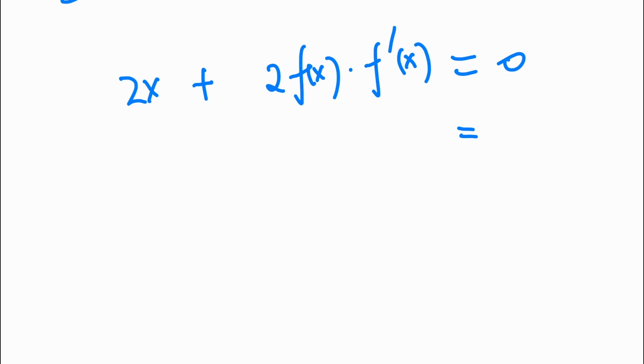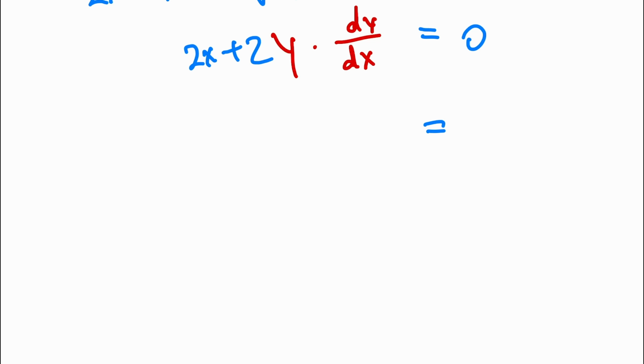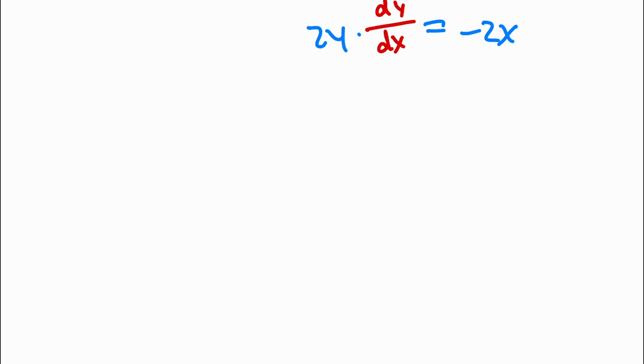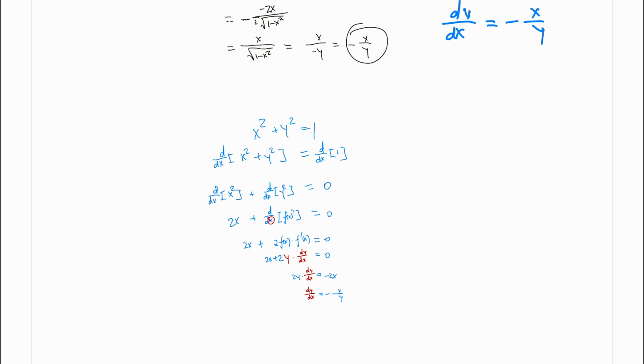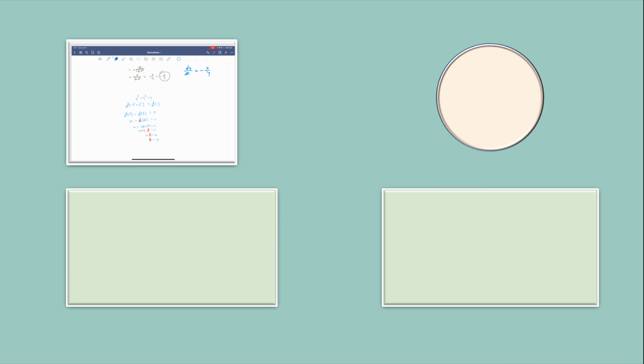And recall that we defined f of x to be y, so that's just 2x plus 2 times y times f prime of x, which is what we want, dy over dx. That's equal to 0. And next step, we can just simply move this to the other side. We get 2y times dy over dx, which is what we want, is equal to negative 2x, and so dy over dx is equal to negative 2x over 2y, and if we cancel out the 2, then we just have negative x over y. And that matches our conclusion with explicit differentiation. That doesn't count as proof because we only use one example of it, but it also shows that this implicit differentiation technique works.